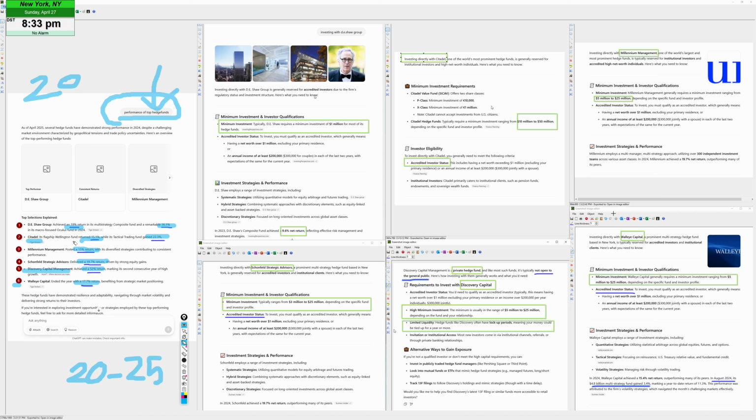So let's look at their requirements to invest with them. D.E. Shaw: your minimum investment is $1 million, and you have to be an accredited investor. What does an accredited investor mean? You have to have $1 million in assets excluding your primary residence, and you have to make more than $200,000 to $300,000 a year to even qualify to invest with them. That's what an accredited investor means.